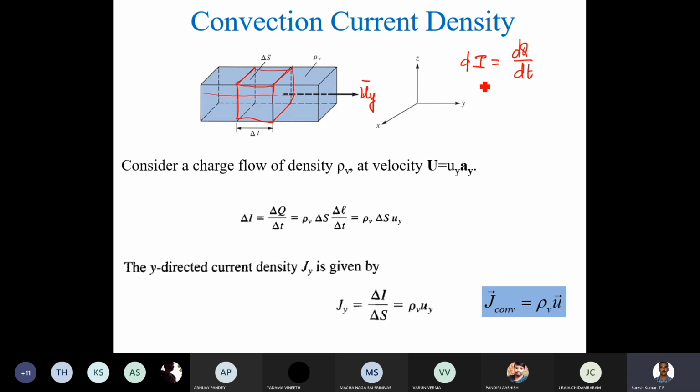Now let us write the elemental current passing through that elemental area. This small region is defined with length delta L, or dl, and the surface area is delta S, and the amount of charge is represented by rho v. That is, rho v amount of charge is flowing in the y direction. Now we are going to calculate what current equation we get. Q is rho s into ds.